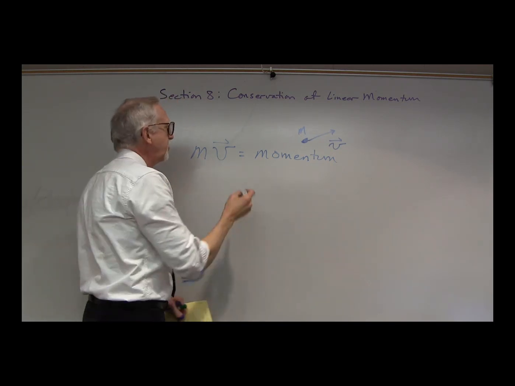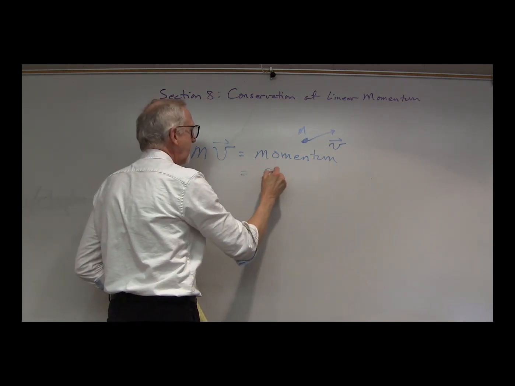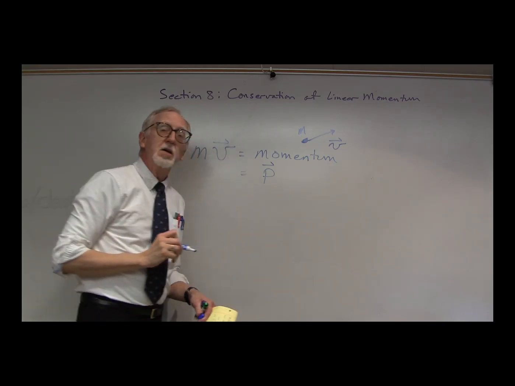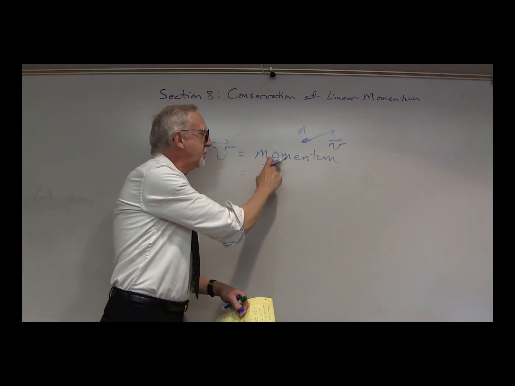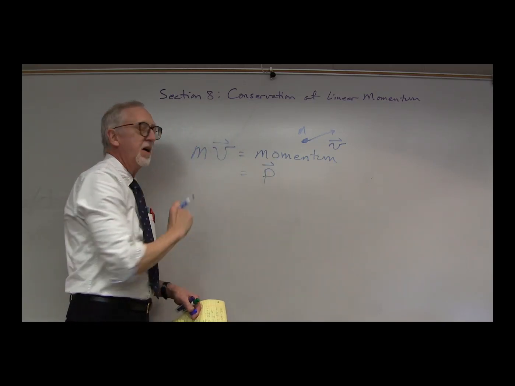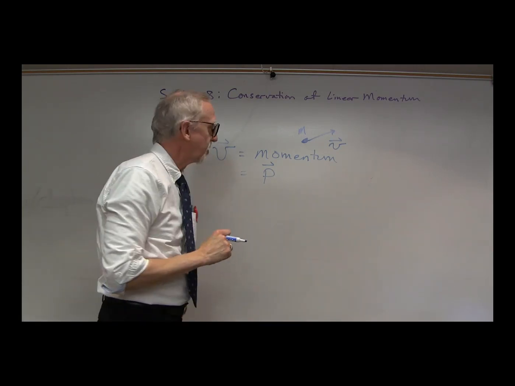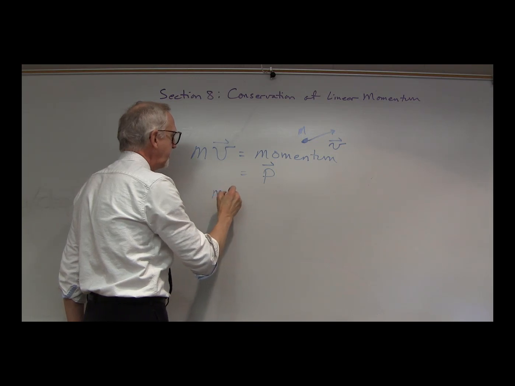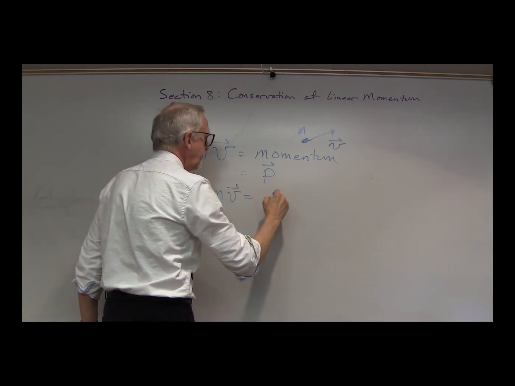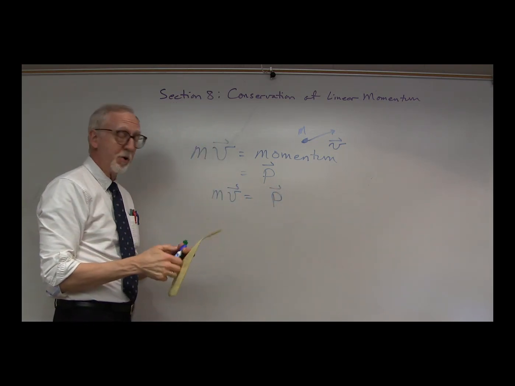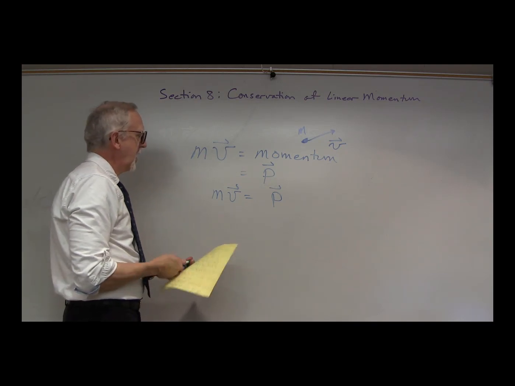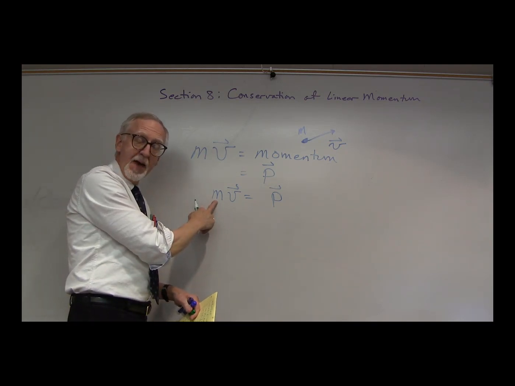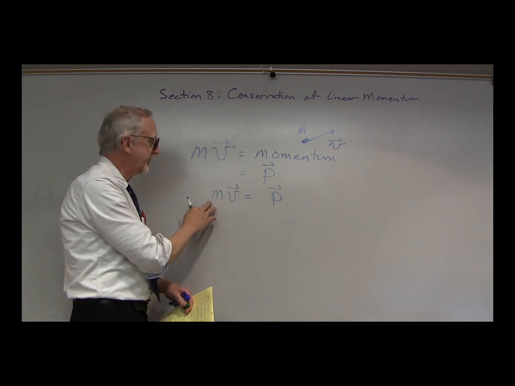So we're going to end up with another vector that's pointing in the same direction as the velocity. The symbol that we use for momentum is a p. So the momentum vector is equal to the mass times the velocity. Now, why is this important? Well, let's differentiate this. So we've got mv equals p, and I'm going to differentiate both sides. Again, we're going to assume that the mass is constant.